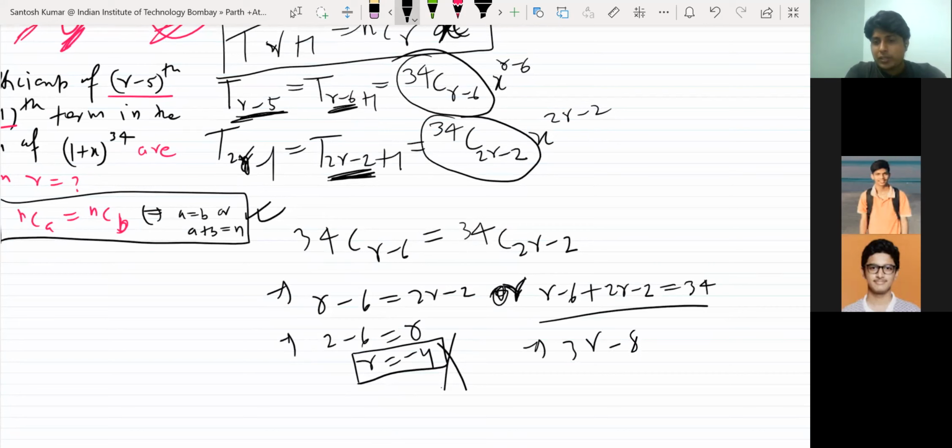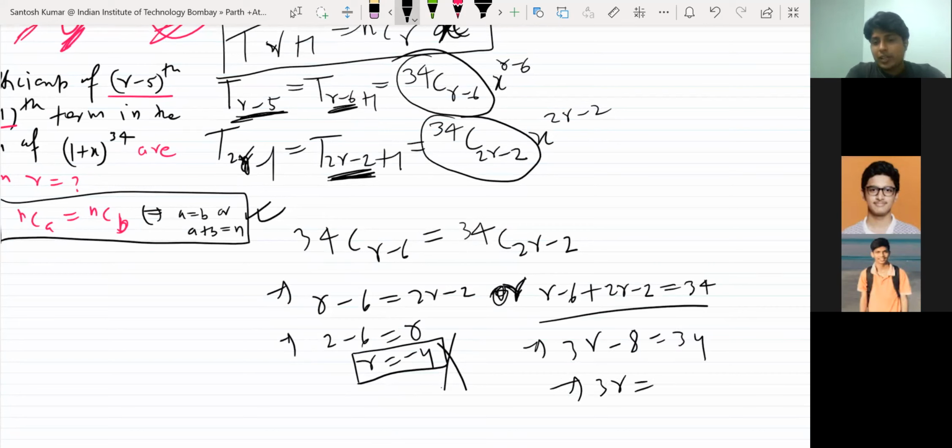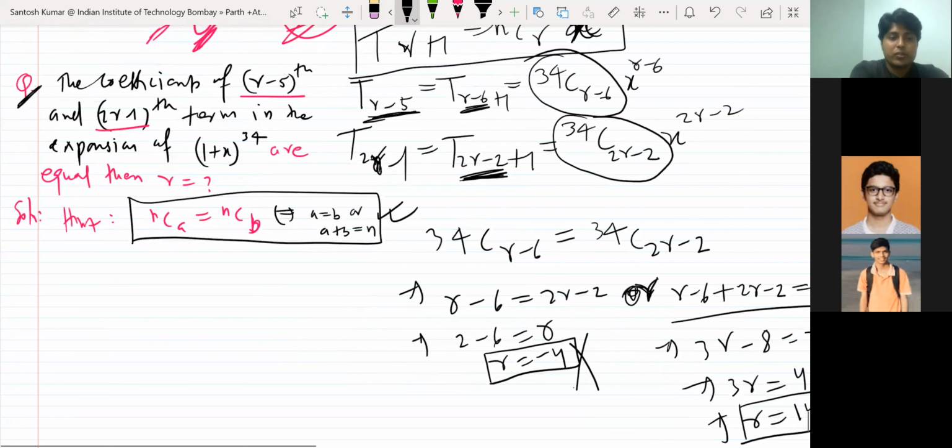So 3r minus 8 is 34. One minute. 3r is 34 plus 8, 42. So r is 14. So yes, r is 14. 14 is possible. So the answer is 14. So what is r? r is 14.